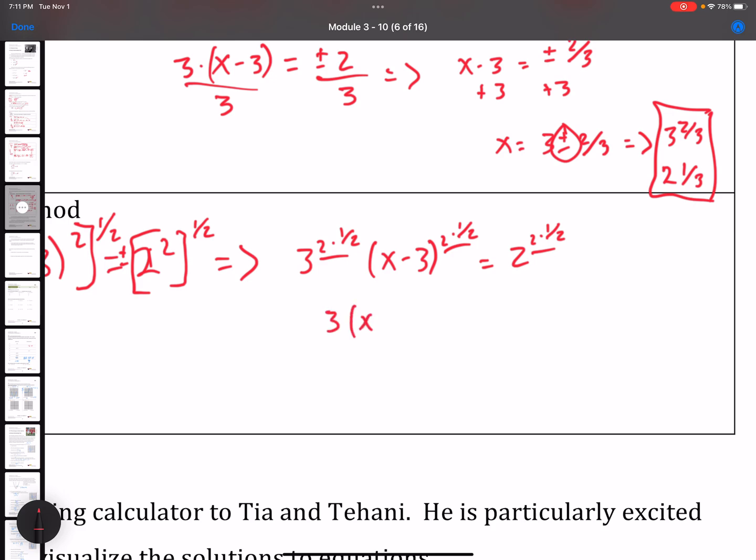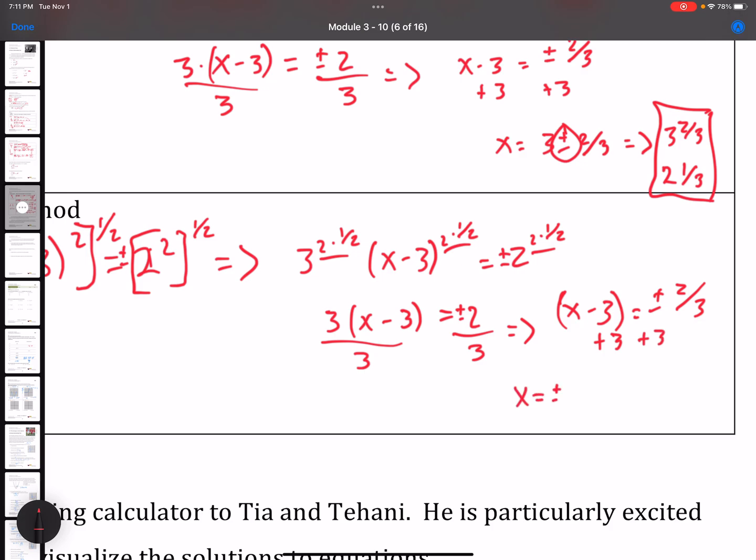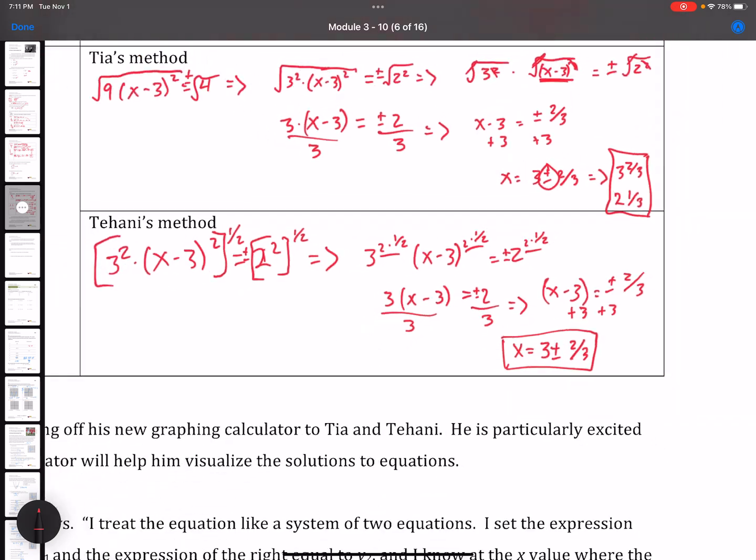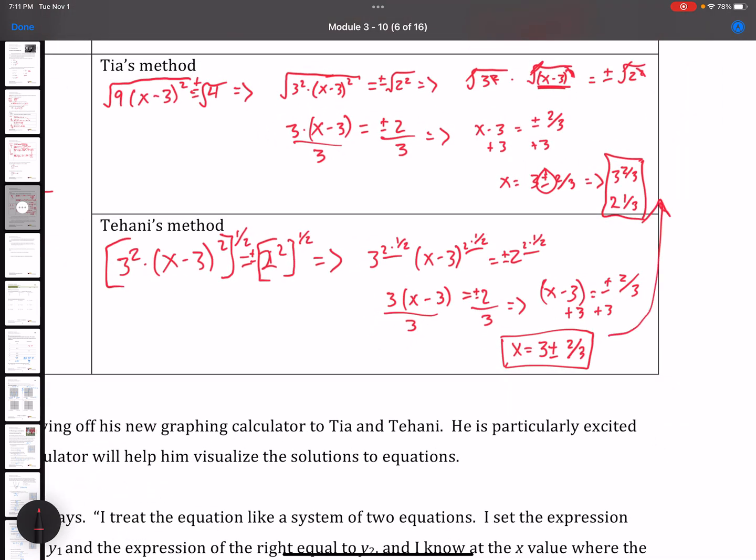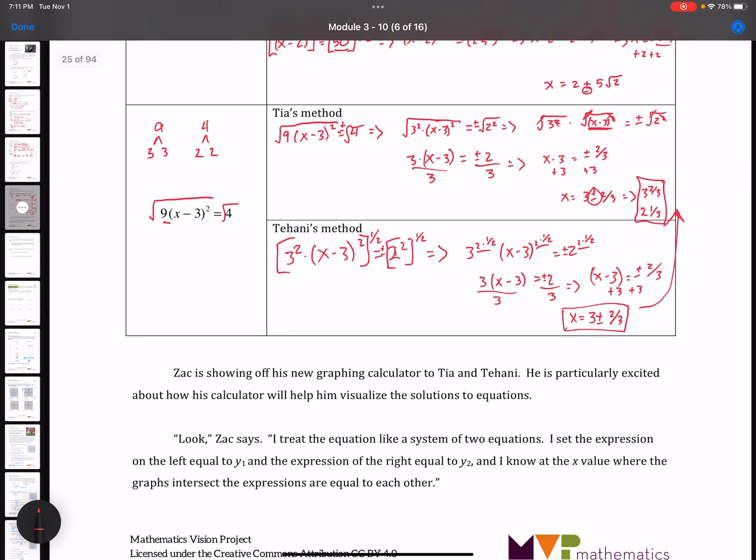So it's 3 times x minus 3 equals, oh, I should include my plus or minus here, 2 plus or minus, right? I will divide both sides by 3, not negative 3, just 3. And I get x minus 3 is equal to plus or minus 2/3. Have to add 3 to both sides, and I get x equals 3 plus or minus 2/3, just like that, okay? Which is the same answer as this one up here, but we didn't separate it out into the plus or minus.